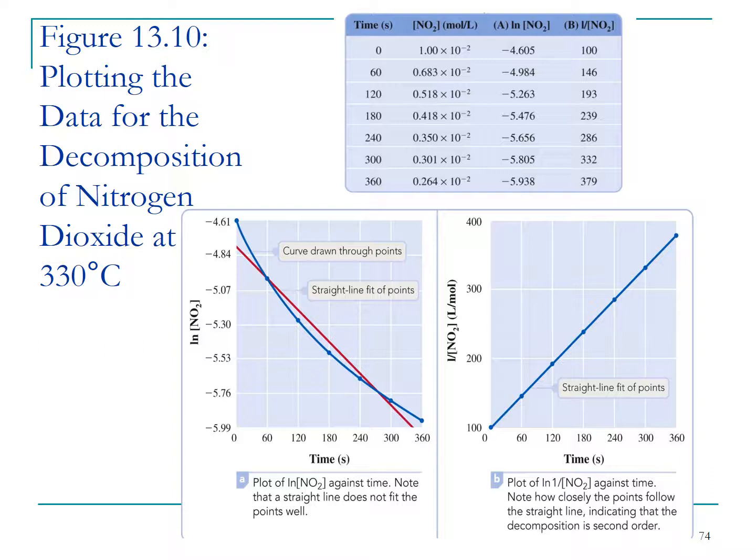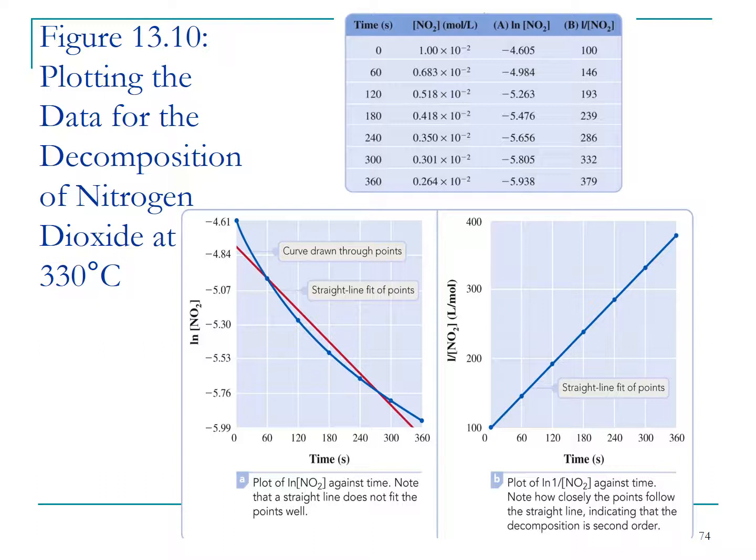So at 0 time, the initial concentration is 0.01 molar. After 60 seconds, it's 0.00683 molar, etc. So then what they've done here is they wanted to see, is this data first order or second order? Does this reaction go by first order or second order?